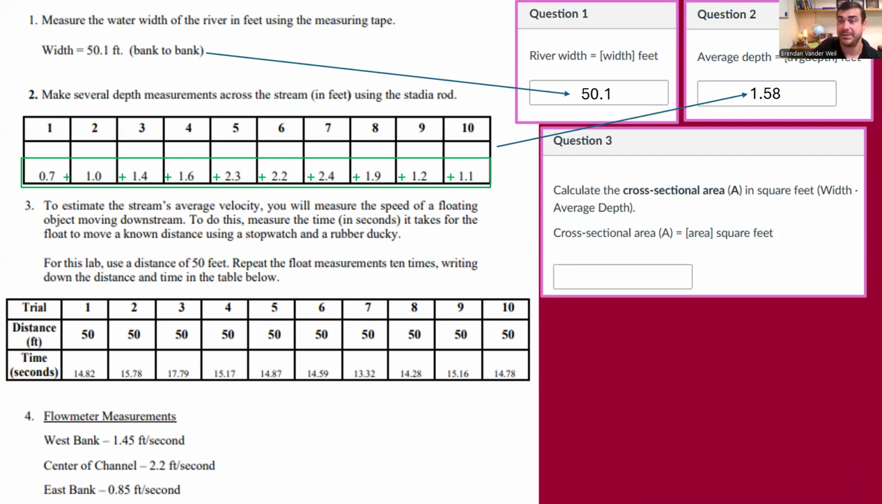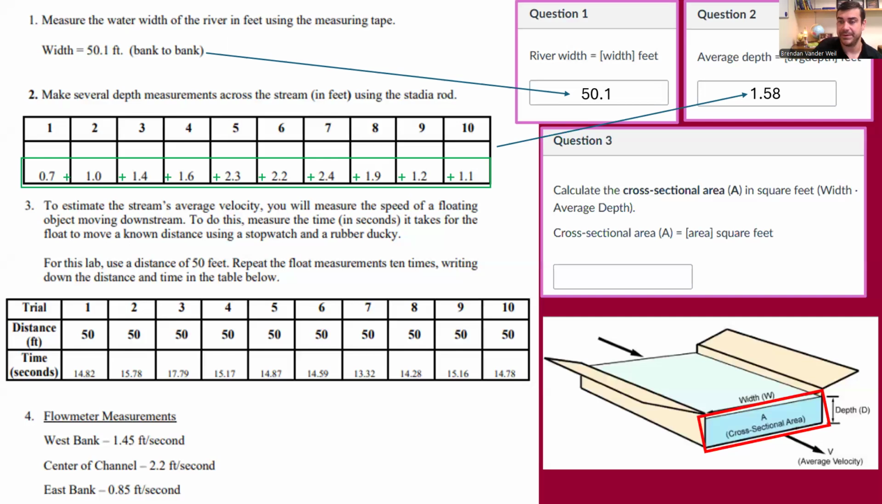Calculate the cross-sectional area, and it says A, and so let's look at this figure highlighted there in a red box. That's the cross-sectional area. You need the width and the depth, which you just figured. So you're going to multiply your width times your depth to get another figure. And all of these ask you to round to 2 decimal places.